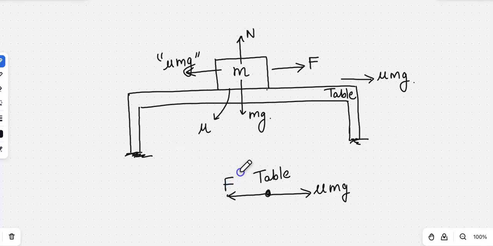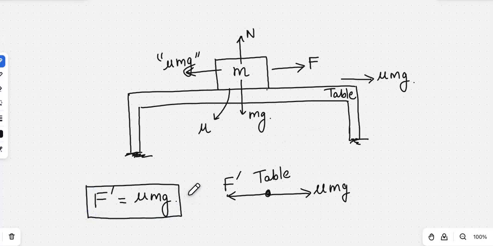So let's call it f dash. Now f dash has to be equal to mu mg because there is no acceleration in the table. So that means f dash is equal to mu mg. The frictional force by the legs is mu mg, that is towards left.